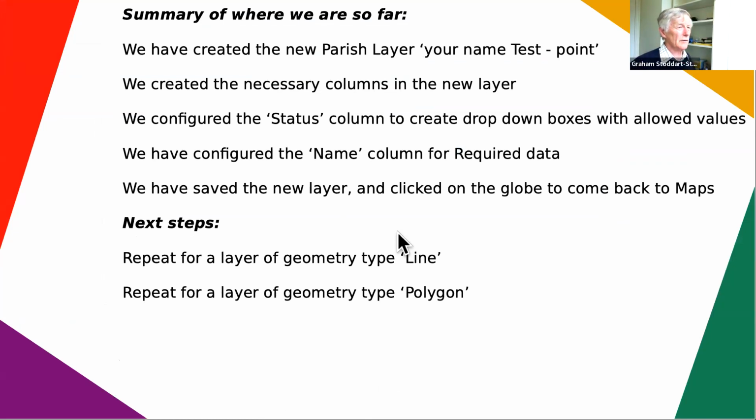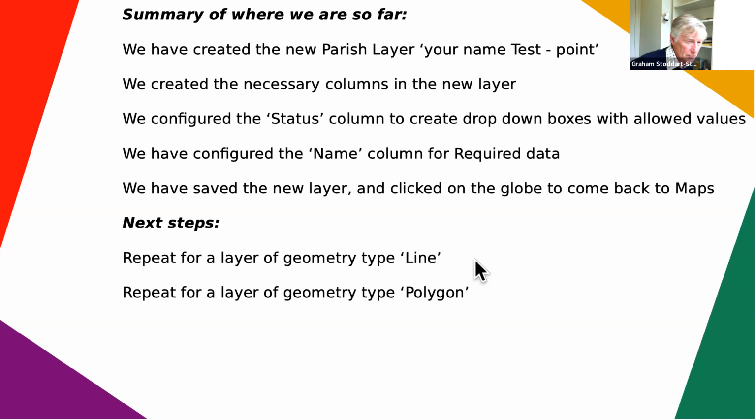Okay, so you've created the new parish layer test point. Well done. You've done the necessary columns. You've done the status column as drop-down boxes with allowed values. You've configured the required data and we've saved it and clicked on the globe to come back to maps. Now, this is where I sit back and do nothing. And you go on and repeat exactly what you've just done for line.